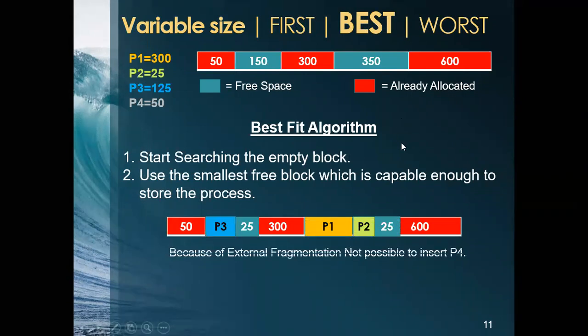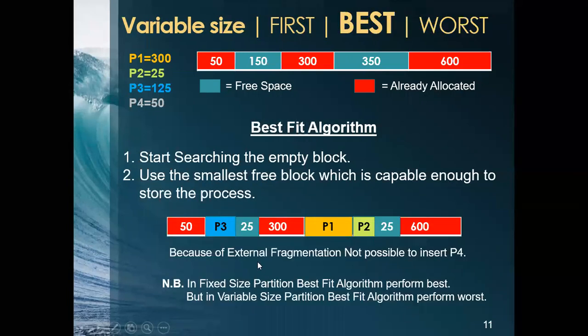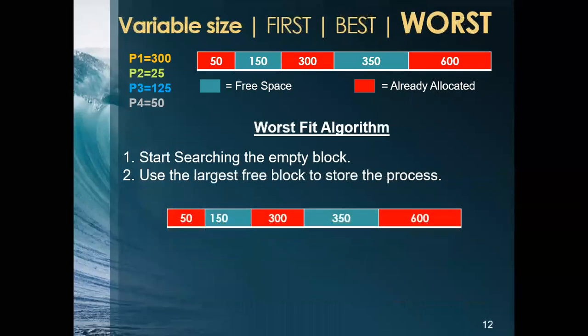In the worst fit, this is called external fragmentation. You see, we have the total amount of memory that is needed to store P4, but the memory allocations are not contiguous. So P4 will not be stored. So this is external fragmentation. I will come to this later again. Now, what is the worst fit?